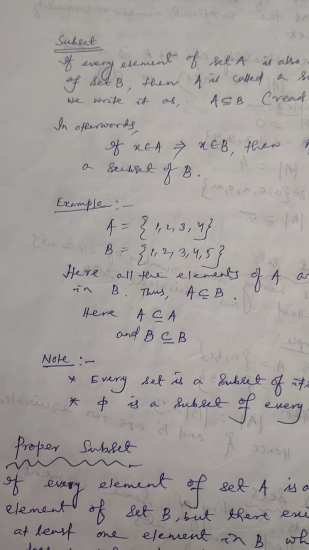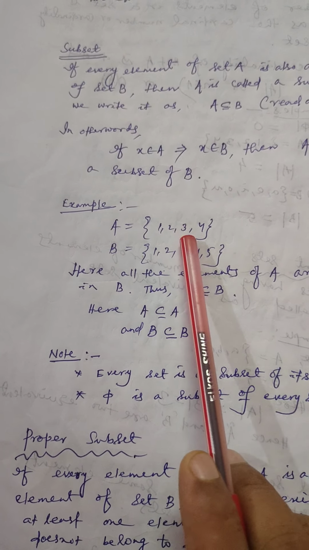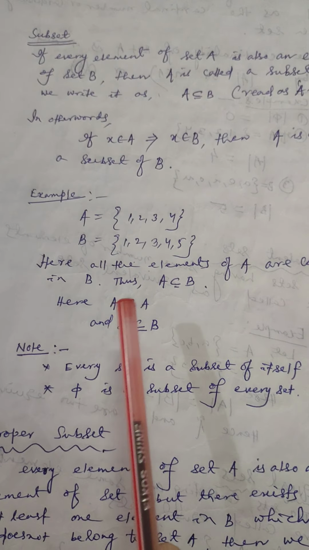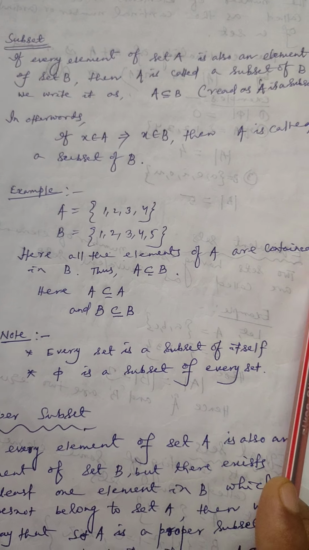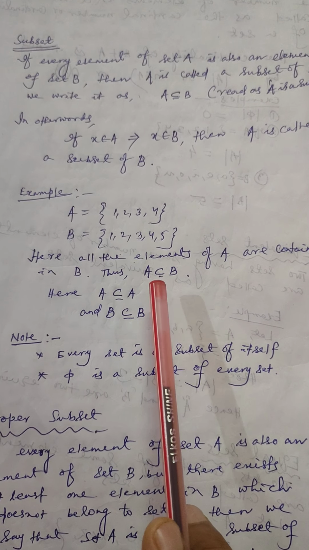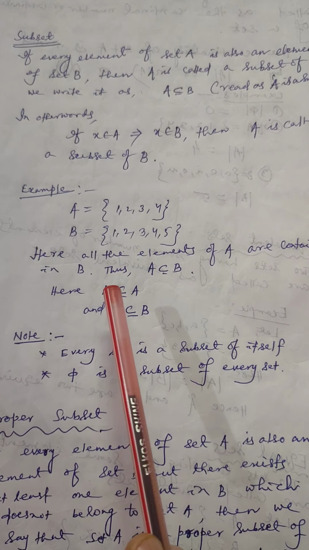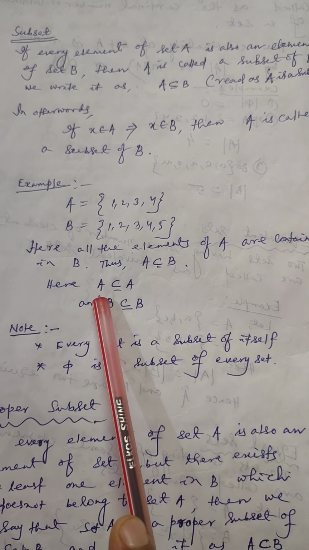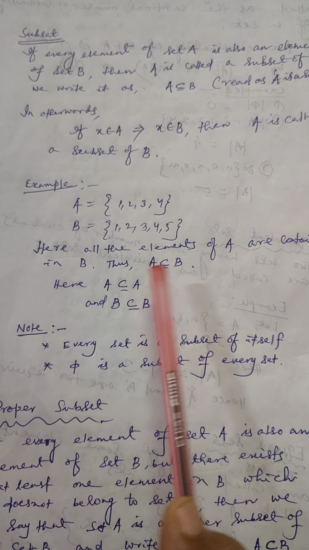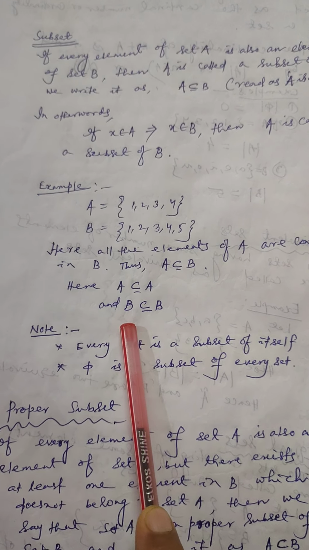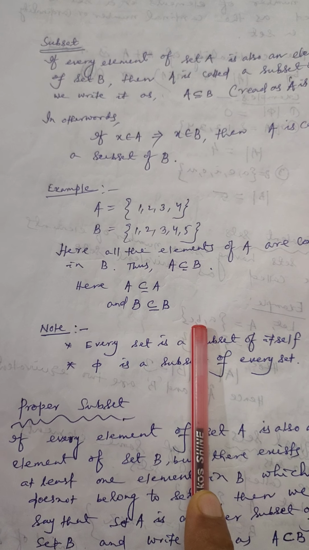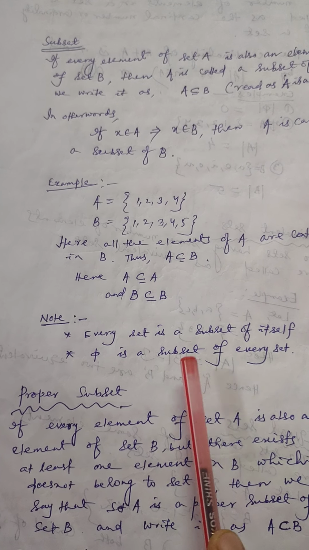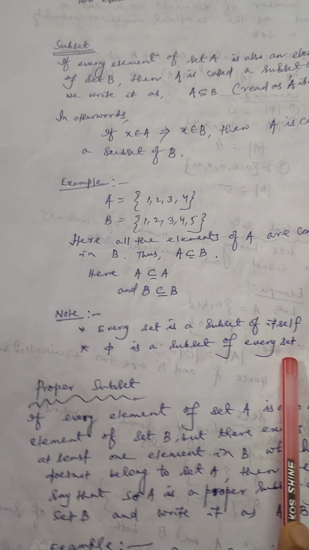A be the set consisting of elements 1, 2, 3 and 4. B has the elements 1, 2, 3, 4 and 5. Here all the elements of A are contained in set B. Therefore, A is a subset of B. It is to be noted that A is a subset of A because each and every element of A is also contained in A. Similarly, B is a subset of B. That means every set is a subset of itself. Another point to be noted is that phi, the empty set, is a subset of every other set.